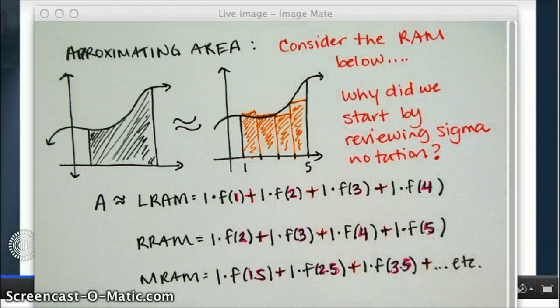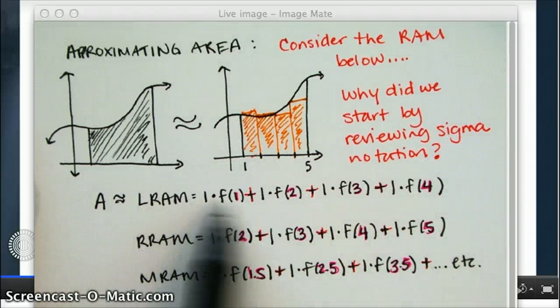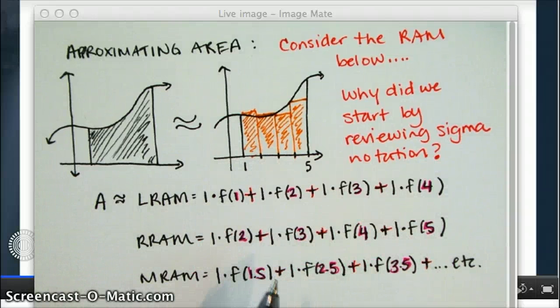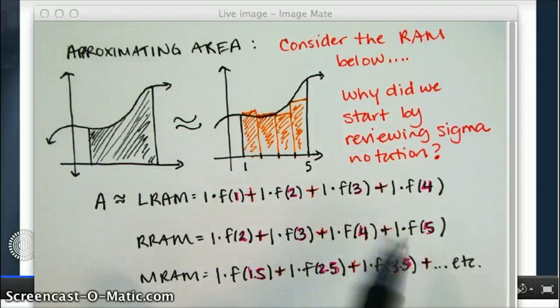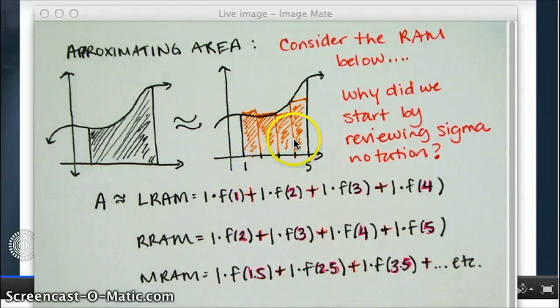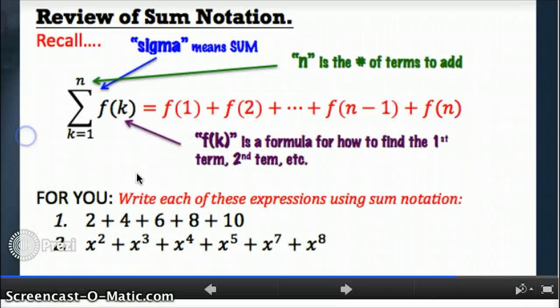Exactly. These are all sums. So sigma notation, which is basically a shortcut for writing sums, is actually really closely related to LRAM, MRAM, and RRAM, because each of these is basically just a list of things being added together. And especially since we ended the video yesterday talking about how higher ends gave more accurate approximations, sigma notation could be really helpful, especially when we want to add up a lot of rectangles to get a more accurate area. Good thing there's a way to do that.